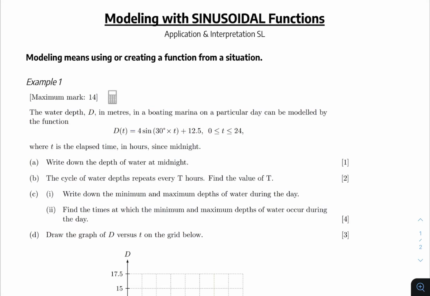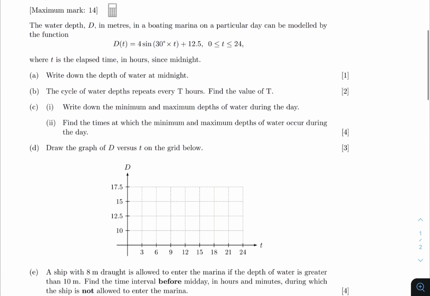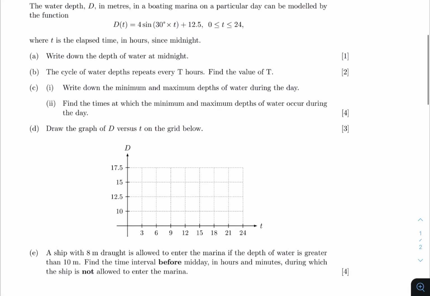In this video, we're going to look at modeling 3 examples of sinusoidal functions. Let's look at example 1. The water depth D in meters in a boating marina on a particular day can be modeled by this function, where T is the time elapsed in hours. So I'm going to highlight some important information here.